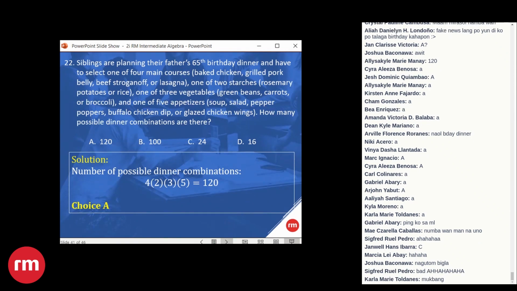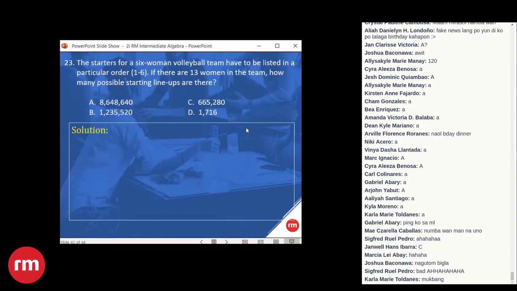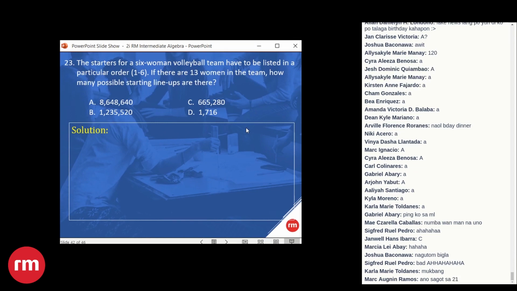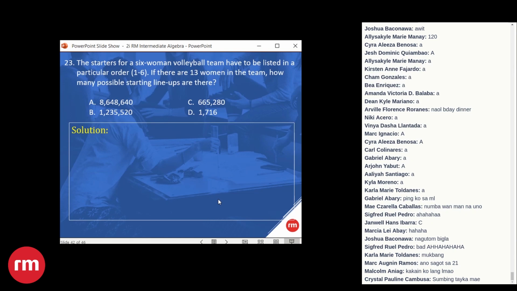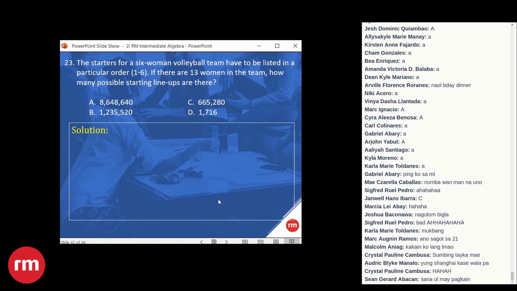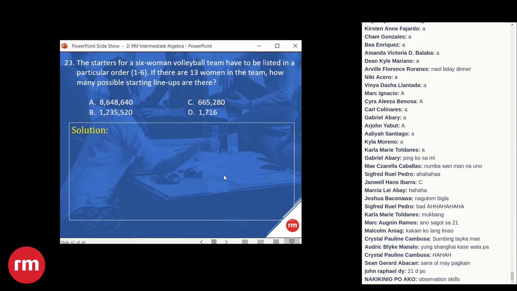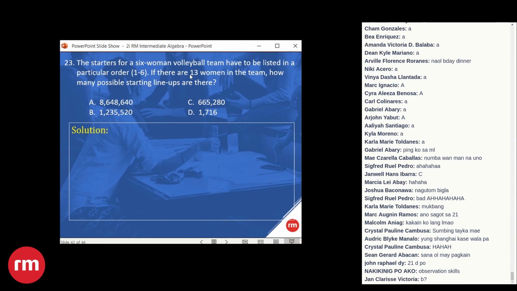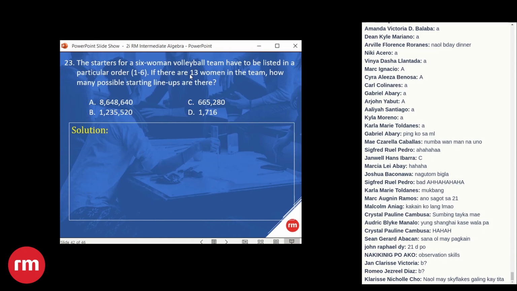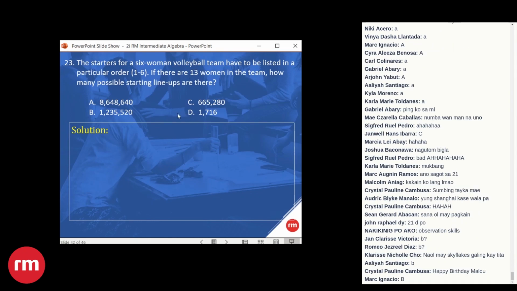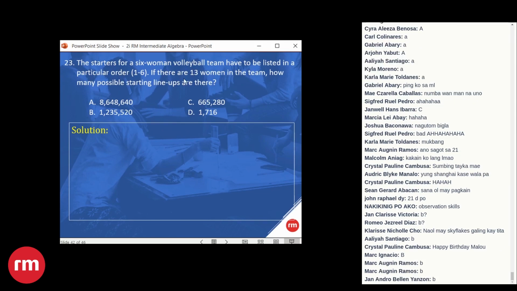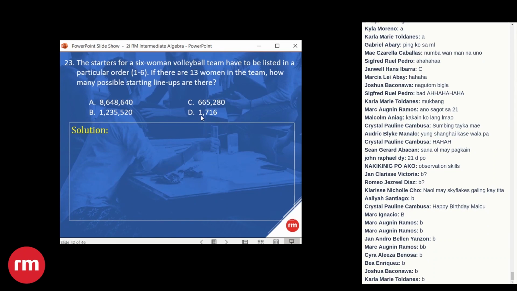Okay, next. So, this is simply counting. Next, number 23. Sayang lang, this would take less than 10 minutes actually. Inabot lang tayo ng tapos na time kahapon. For number 23, the starters for a 6-woman volleyball team have to be listed in a particular order. If there are 13 women in the team, how many possible starting lineups are there? Look at this one. What is the style of counting? Is this permutation or is this combination? Diba? Kasi meron kang sequence dito. So is this permutation or is this combination? Yun lagi una mong iisipin. Before you start answering, you have to first understand what's happening.